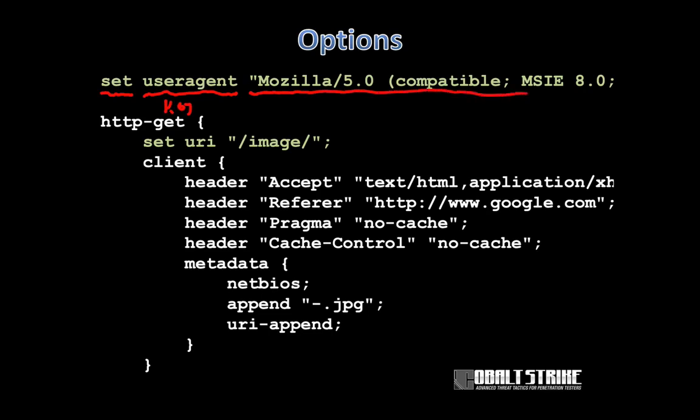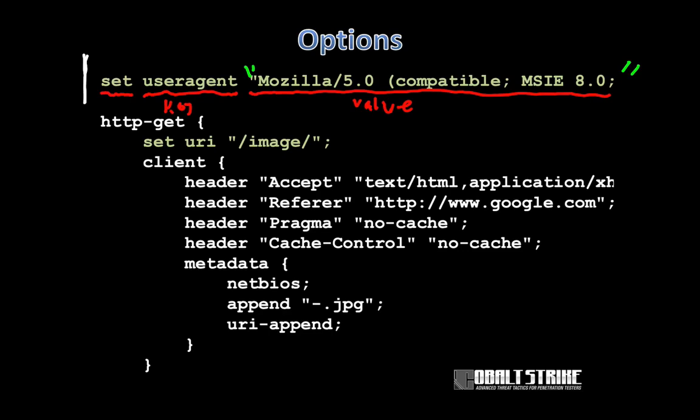Here, we're setting the user agent value, which is a global value, and the user agent global value affects the HTTP user agent in all of the HTTP requests that the Cobalt Strike beacon payload makes. One other thing about options is that the option value is always wrapped in double quotes. So it makes sense that yes, the user agent option is global.